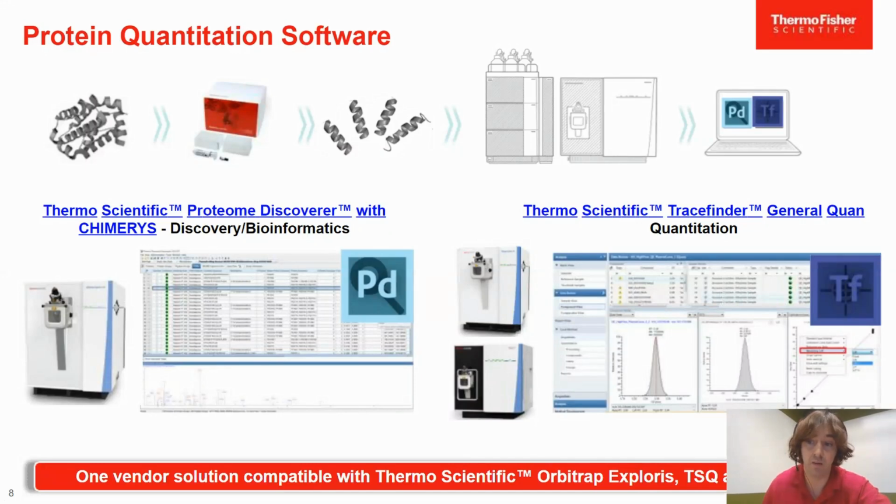TraceFinder software allows method development, data acquisition, and protein quantitation for Thermo Fisher TSQ triple quadrupole instruments, and also the high-resolution accurate mass Orbitrap Exploris and Tribrid mass spectrometers, with seamless method transfer between the instruments. Along with Tune software, a broad mass spectrometer range, and sample preparation kits, this provides a full one-vendor protein quantitation by LCMS solution.